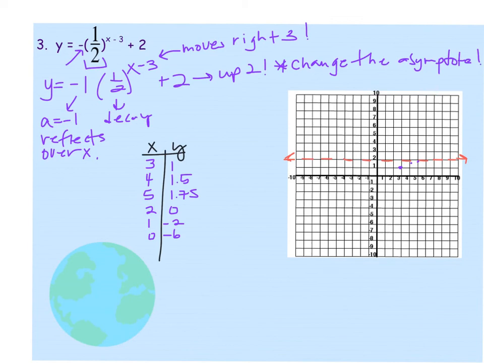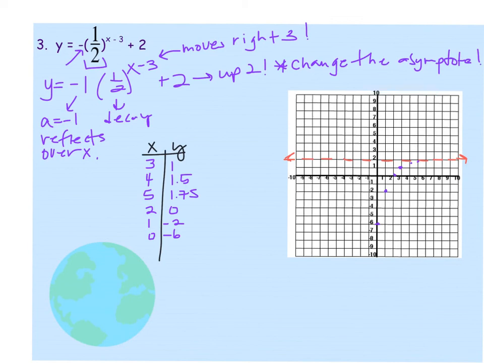All right, let's get the rest of those points and be done with this part of the lesson. If we go back to 2 on the x-axis, we're at 0. 1 drops us down to negative 2, and 0 dropped us all the way down to negative 6. Do you see that curve starting to take shape for this exponential decay function?